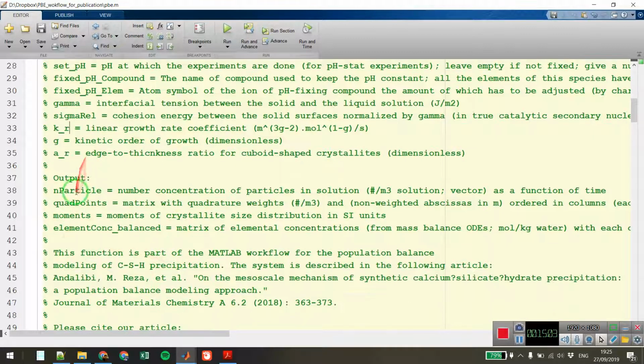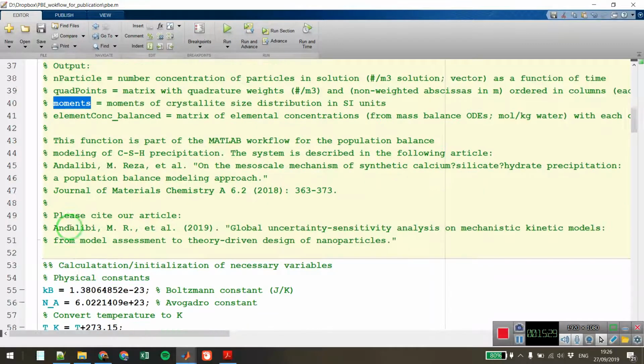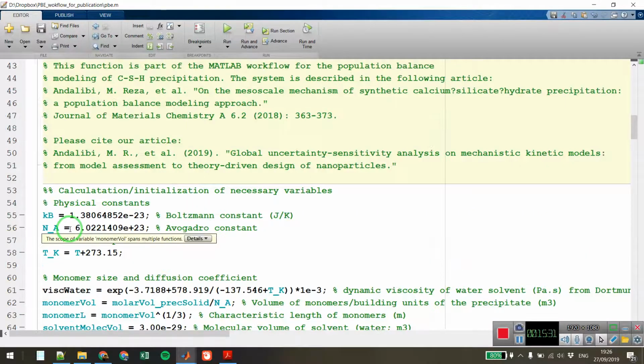Then we have 4 outputs based on which we can calculate any other output that we are interested in. So we have number concentration of particles as a function of time, quadrature points, which includes quadrature weights and non-weighted abscissas in SI units. We have the moments of crystallite size distribution, again in SI units, and we have elemental concentrations as a function of time. Then quickly, let's take a look at how everything works.